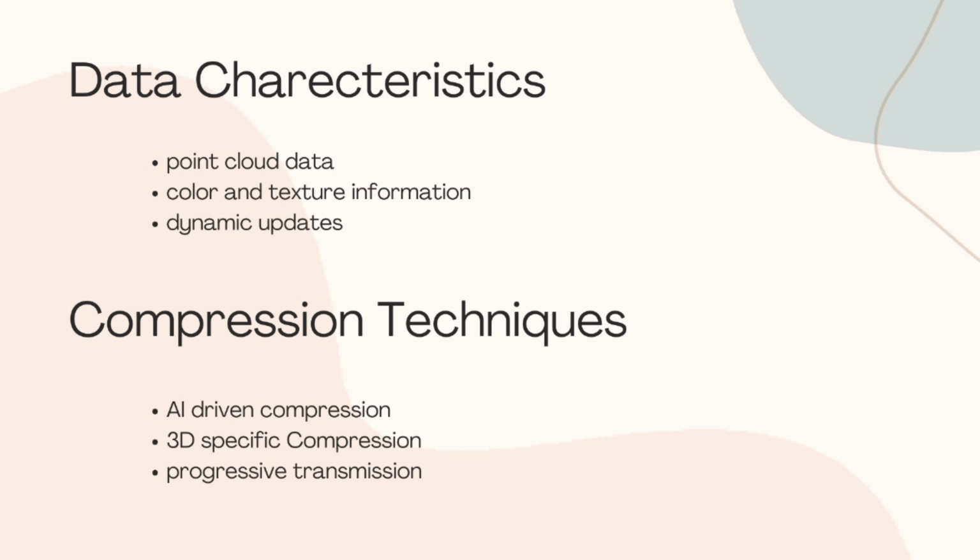The encoder decoder model is one of the most commonly used AI driven compression techniques. How does the encoder decoder model work? The encoder compresses the input data by identifying recurring patterns or structures within the holographic data.